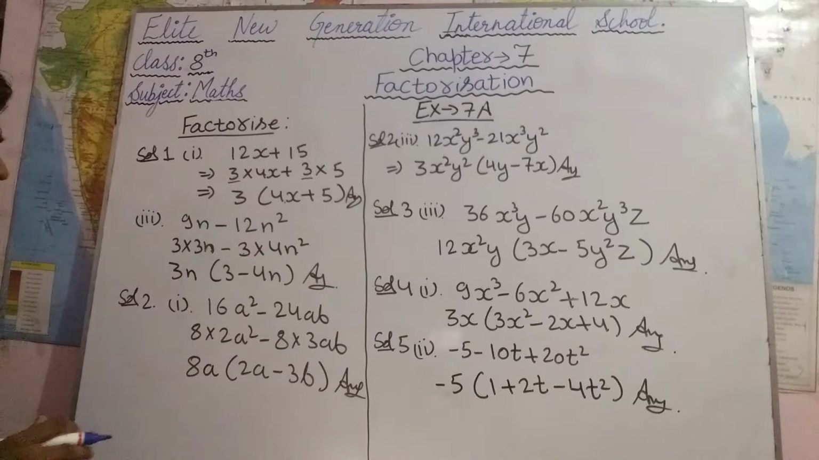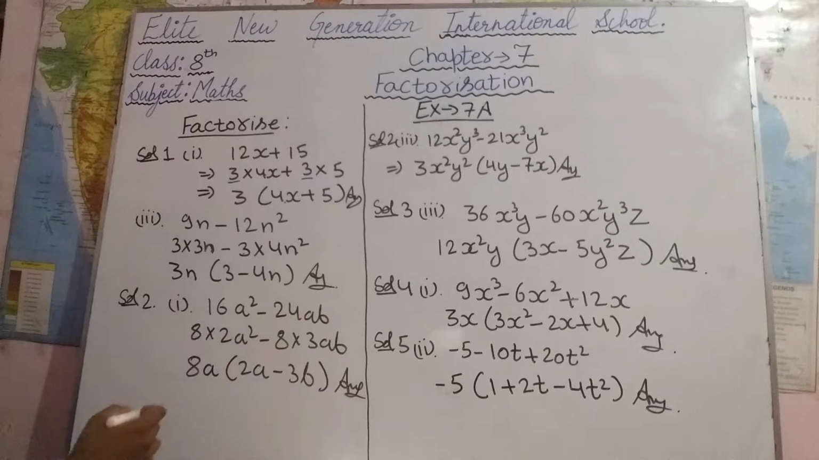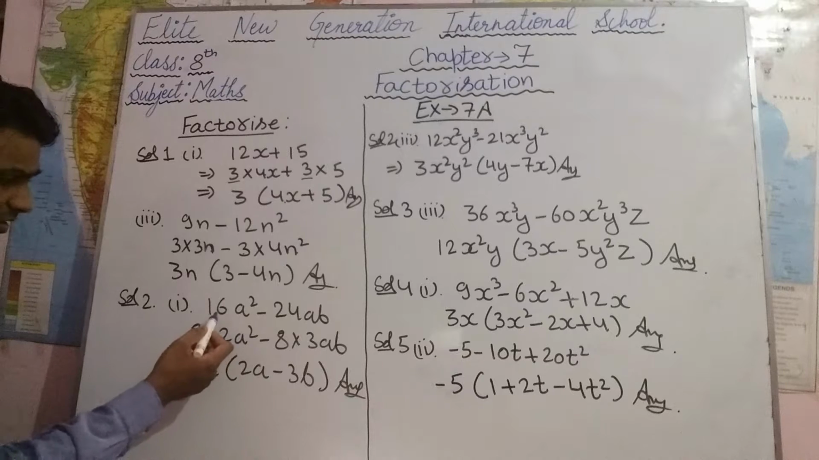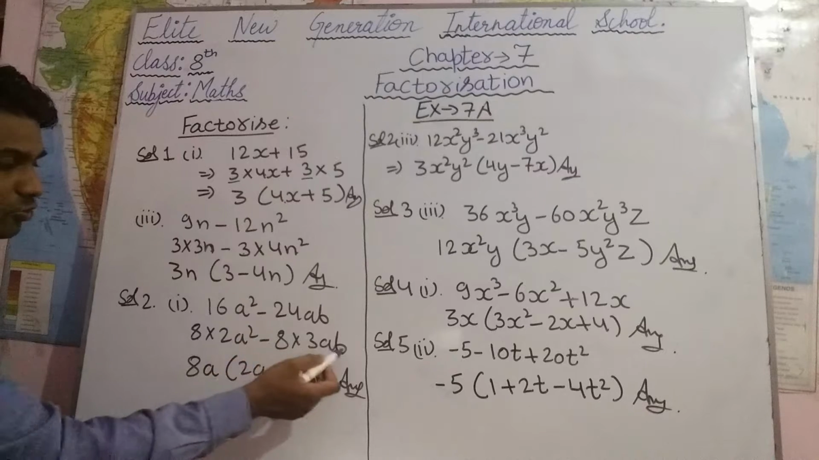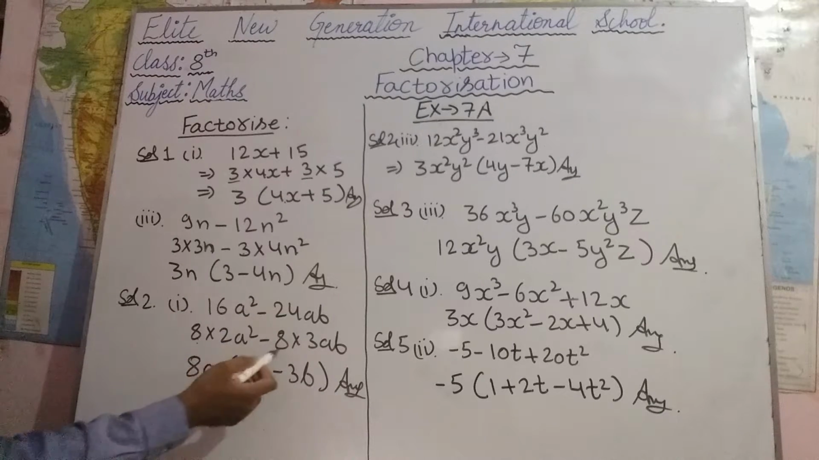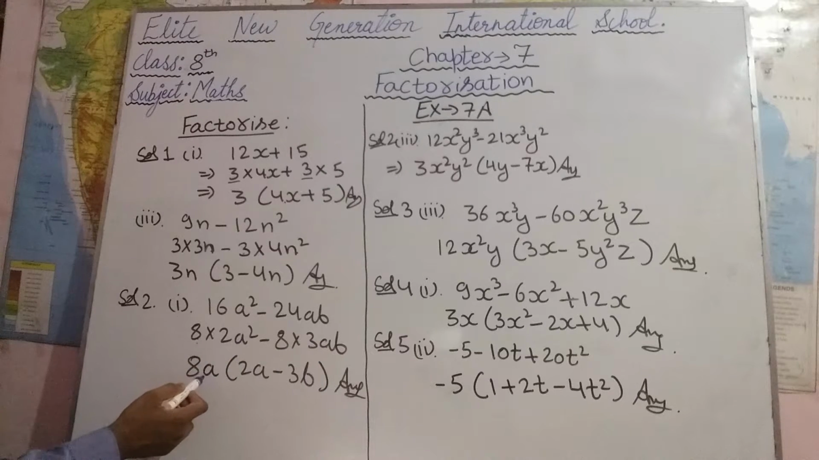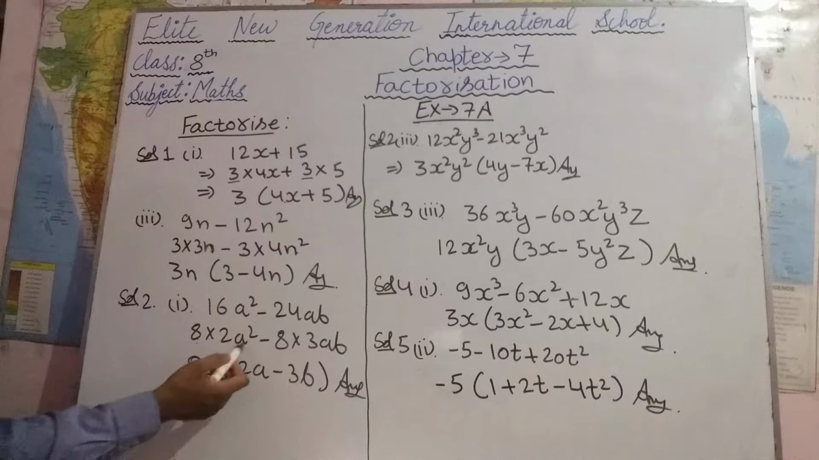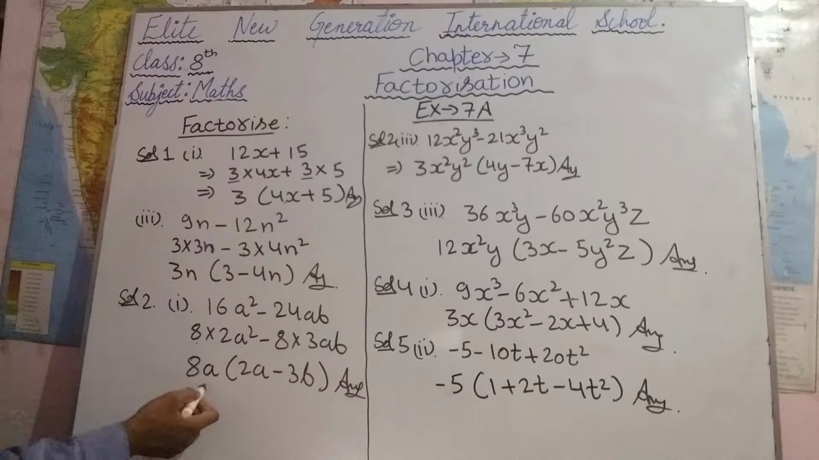Now after this, the second question, first part, 16a square minus 24ab. So here we can write 16 as 8 into 2a square and 24 as 8 into 3ab. Now we can take this 8 common, and here there is 2a and here there is a. So we can take a also common. So it will be 8a in bracket 2a minus 3b. This will be the answer, because we have taken common 8a. So here it will be left 2a, since a is taken as common, and minus 3b, since a is taken as common.